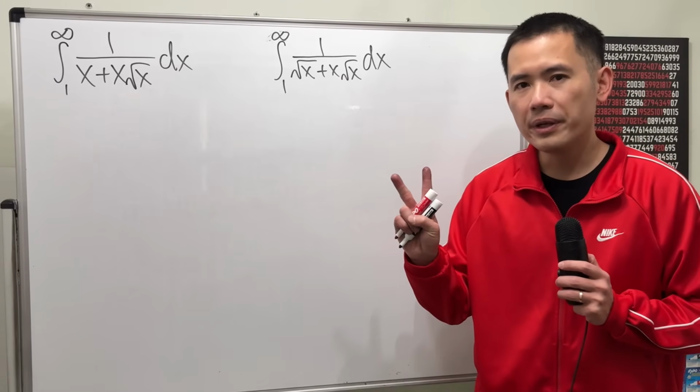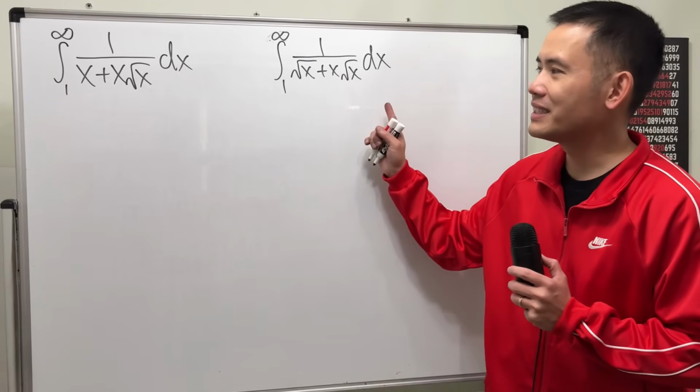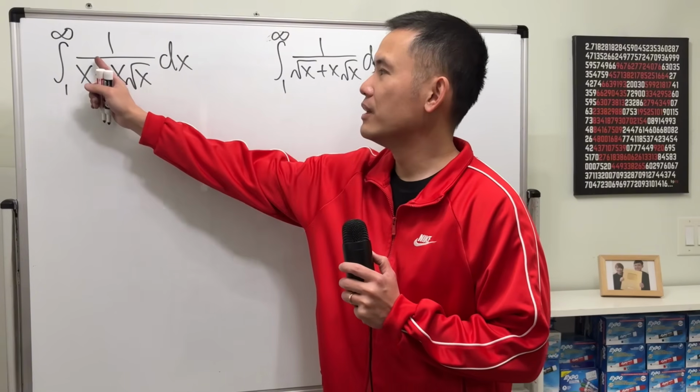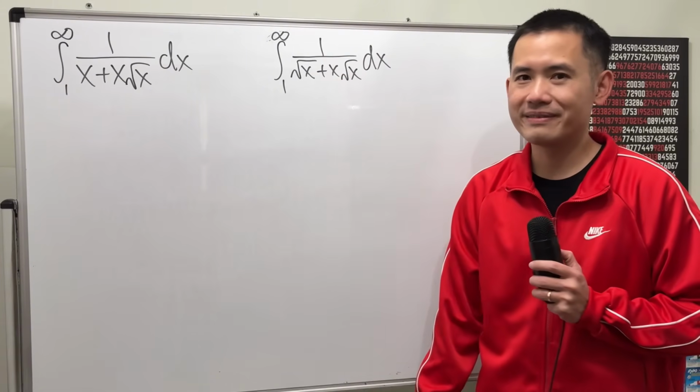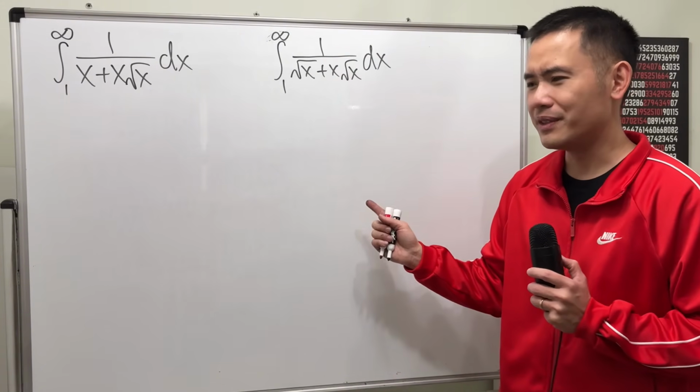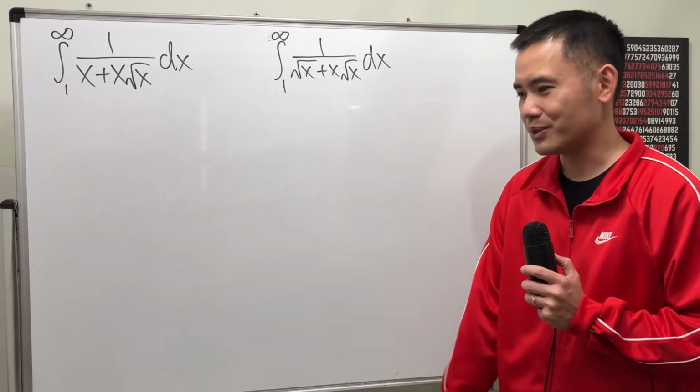Today, I have two improper integrals for you guys. And notice how similar they look, right? For the first one here, we have an x. But for the second one, we have a square root of x. Of course, you should pause the video, think about how to do them first before you watch the solution.